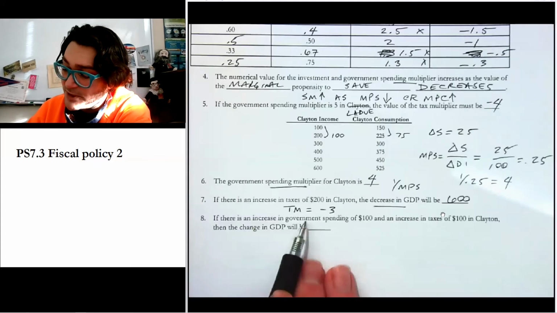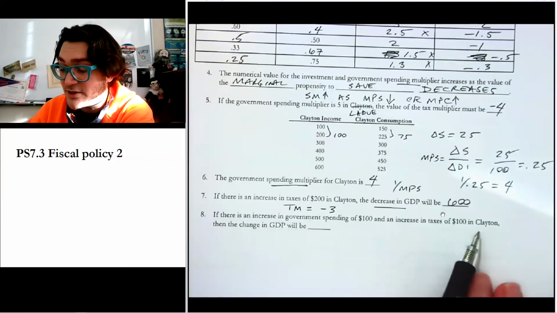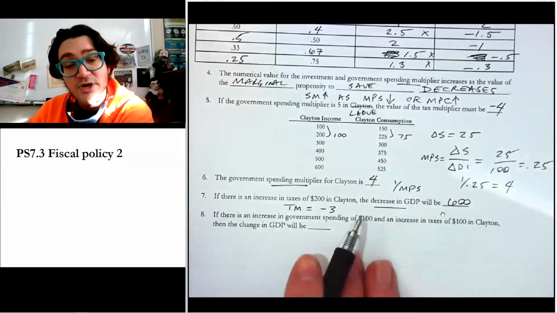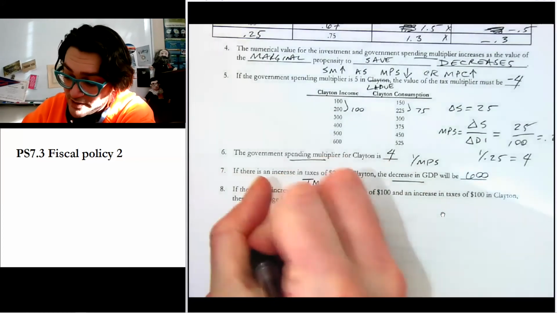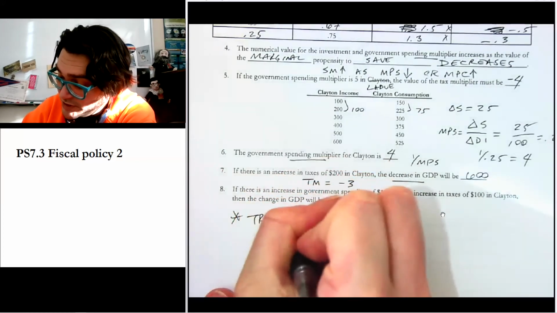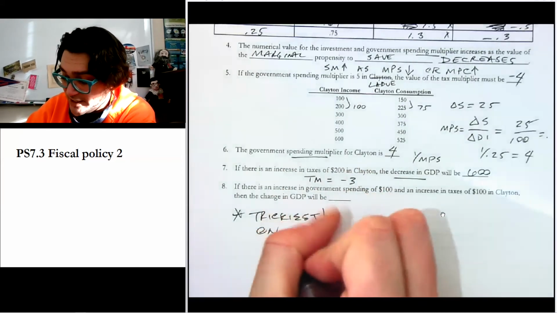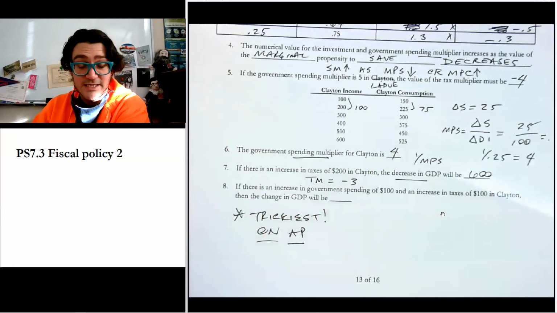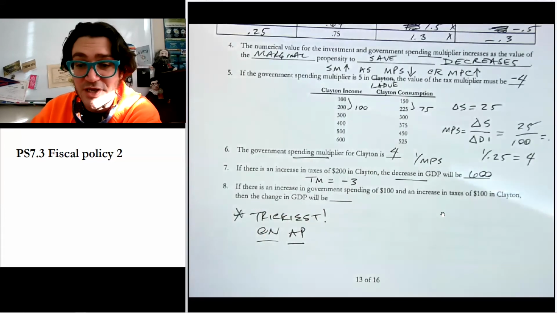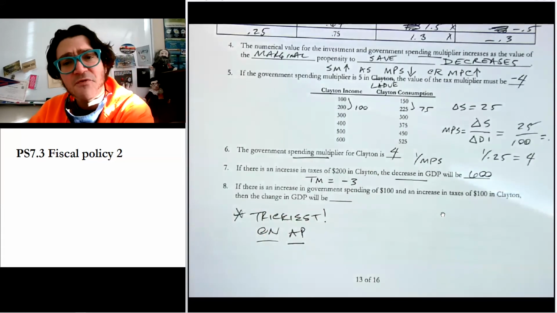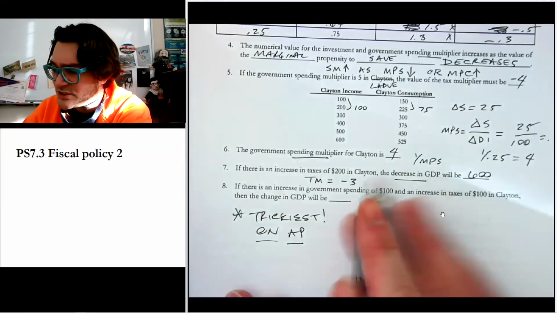If there's an increase in spending of 100 and an increase of taxes by 100, then the change in GDP will be what? Now, this is by far the trickiest, right? And you will see this question on AP. You will see it, and you will see it on my exam. This is very tricky, but it's in fact quite easy if you know what you're doing. So let's start here.